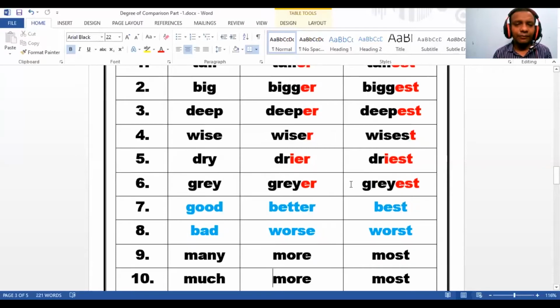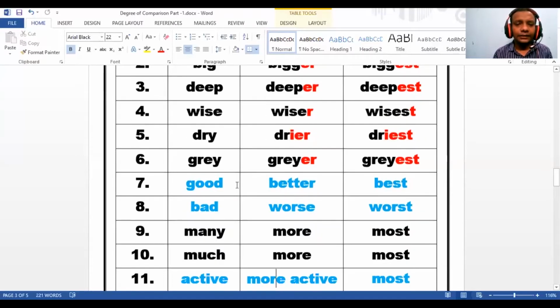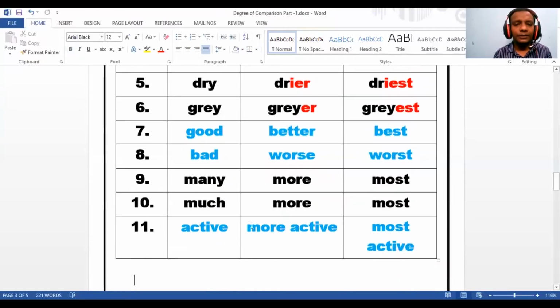Number 7 is very important because here you can say good, but it is not gooder and goodest. If you make it gooder and goodest, it will be wrong. So it will be better and best. And you also see number 8, we have bad, and the comparative form is worse, superlative is worst. Number 11 is very important because it is a three-syllable word, active, A-C-T-I-V-E. So the comparative form is more active and superlative is most active. So these are the basic rules of degree of comparison.